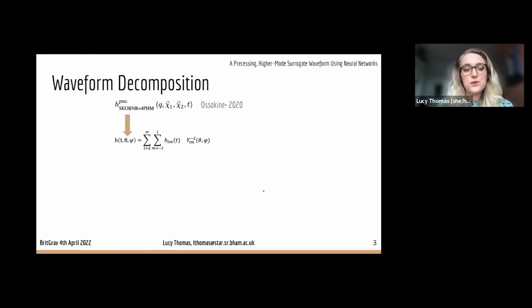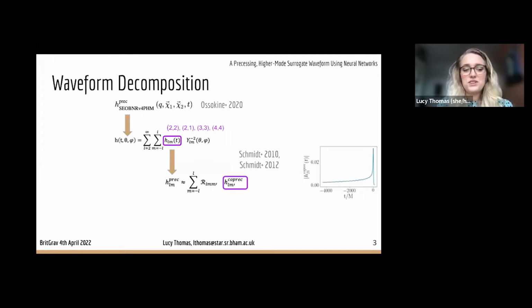So firstly, the waveform strain can be decomposed into spherical harmonic modes, and the modes we choose to include in our surrogate are listed here: the dominant quadrupolar 2-2 mode and 3 higher order modes. And next, we decompose each of these waveform modes into 2 parts: a coprecessing waveform mode, which is defined in a non-inertial frame, which moves with the precession of the binary, and also a rotation operator, which represents the rotation to this non-inertial coprecessing frame. When a fully precessing waveform is constructed in this way, this rotational transformation is often called twisting up.